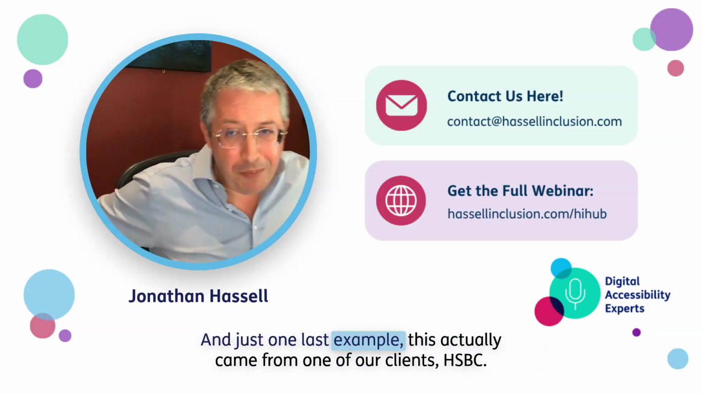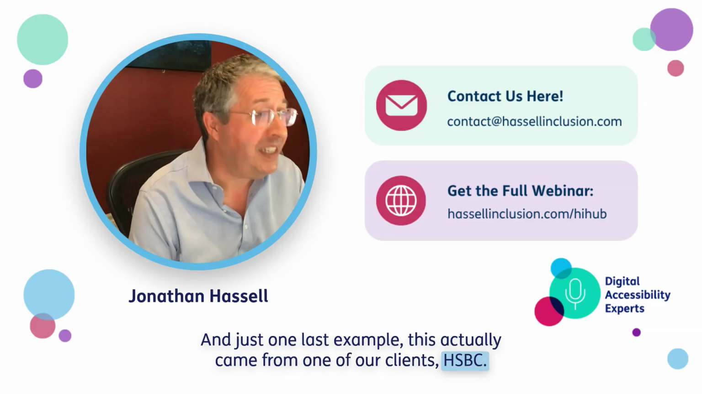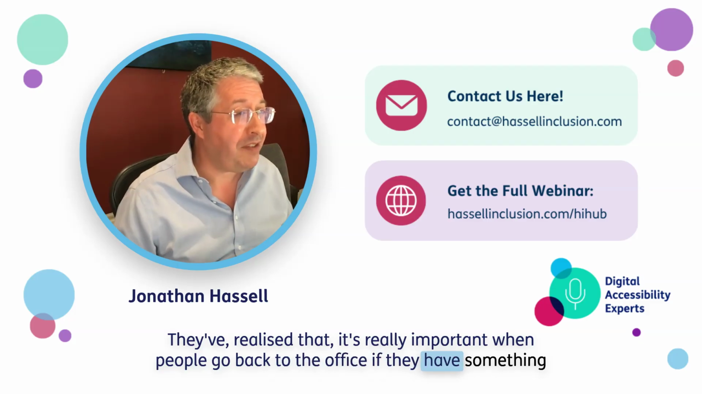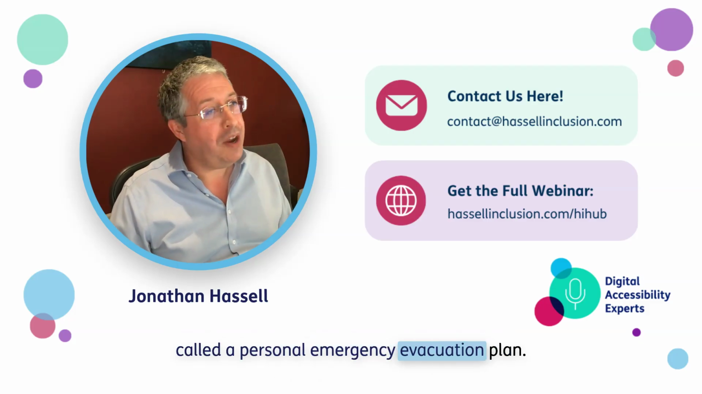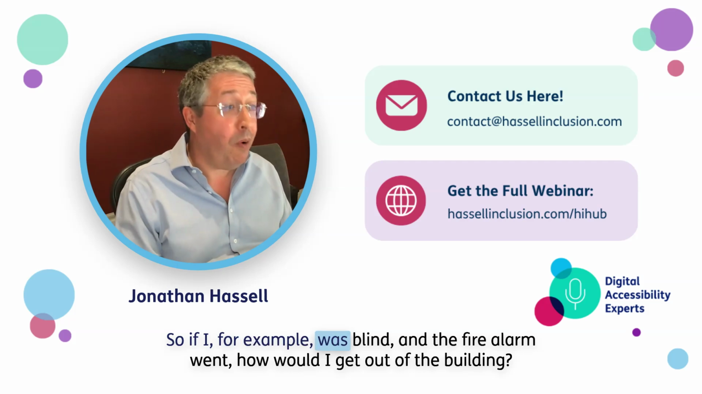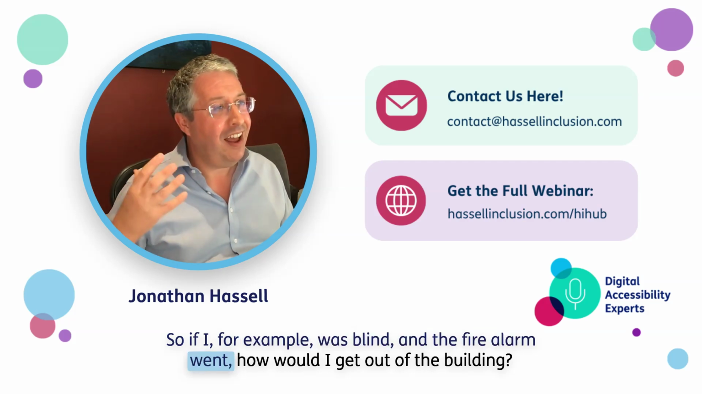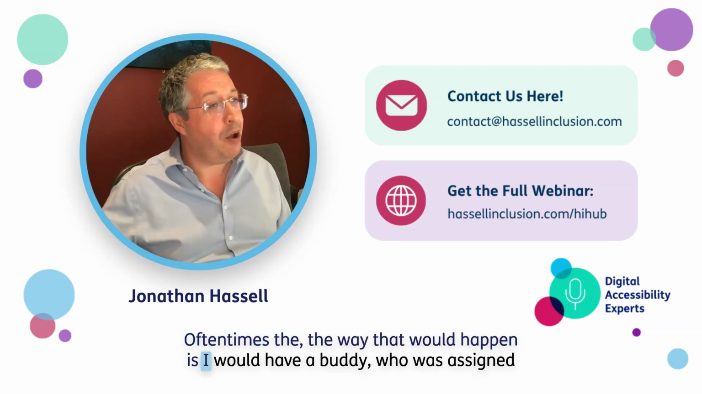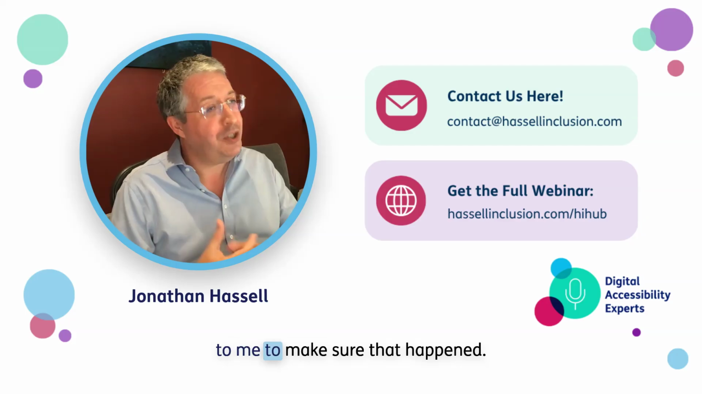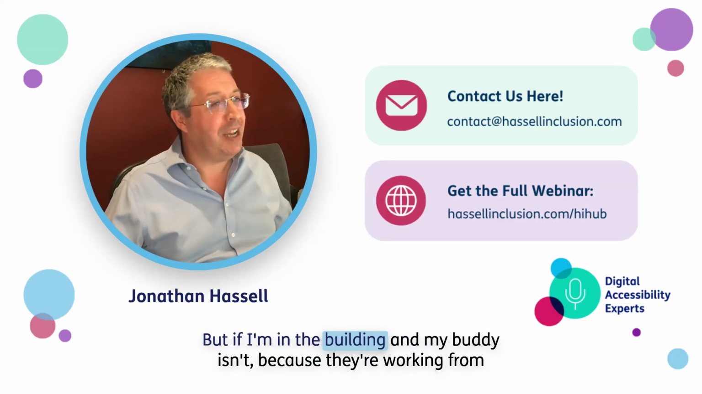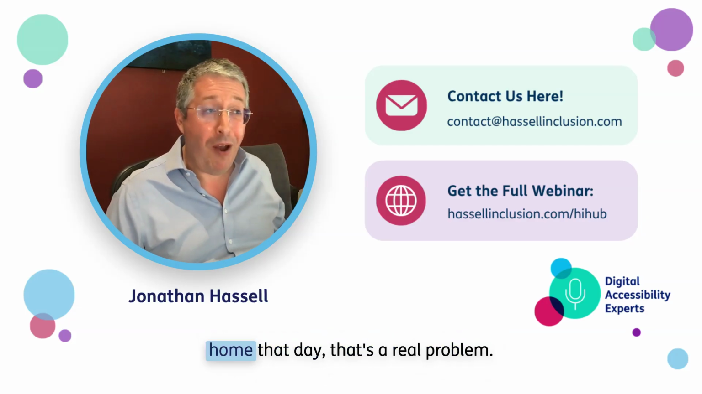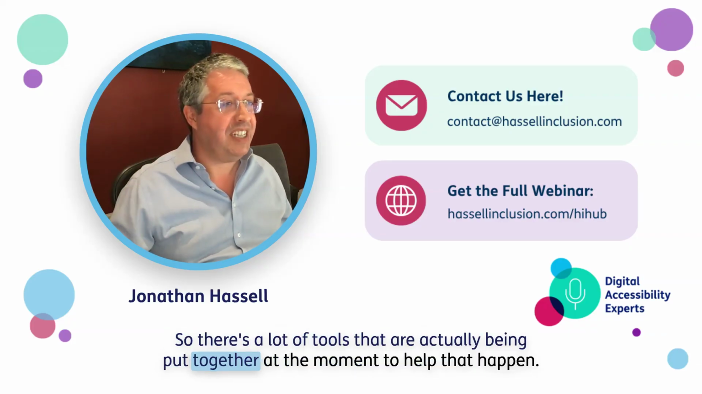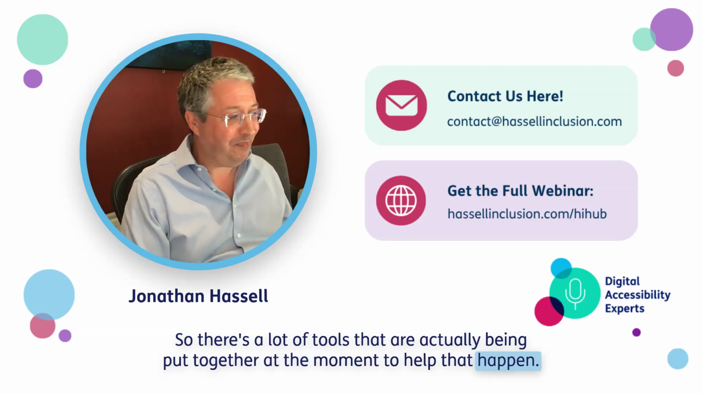And just one last example. This came from one of our clients, HSBC. They've realized that it's really important when people go back to the office to have something called a personal emergency evacuation plan. So if I, for example, was blind and the fire alarm went, how would I get out of the building? Oftentimes, I would have a buddy who was assigned to me to make sure that happened. But if I'm in the building and my buddy isn't, because they're working from home that day, that's a real problem. So there's a lot of tools being put together at the moment to help that happen.